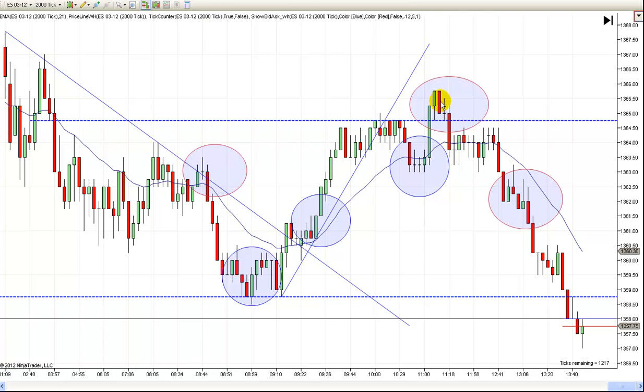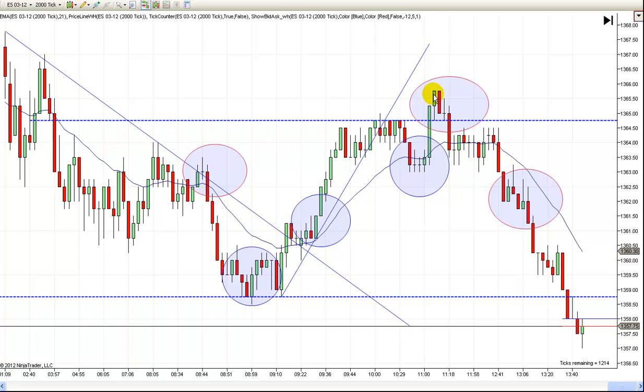The trend is up. We're making higher highs and higher lows, and we just made a new high here. We pull back. There's your first entry long. We pull back again, and there's your second entry long. So this is a failed second entry long to begin with.